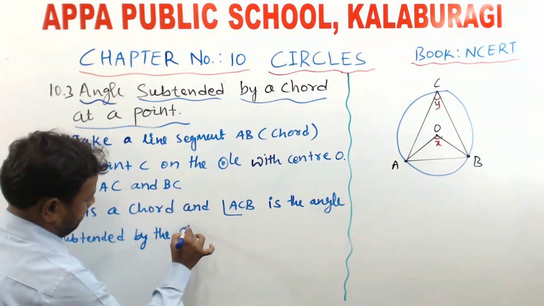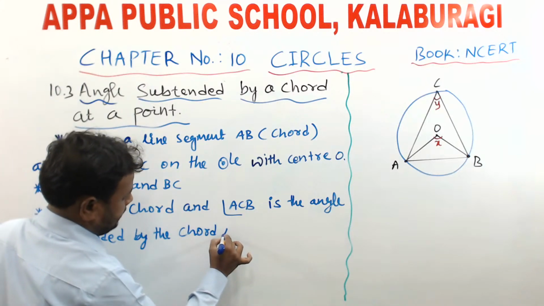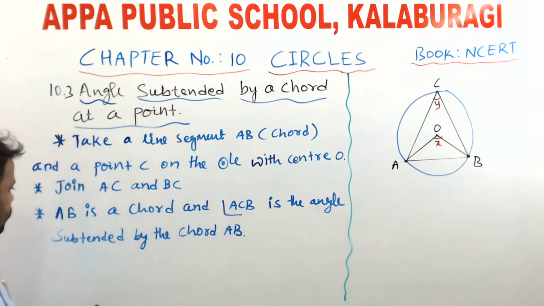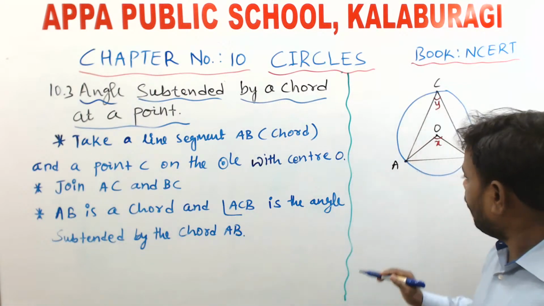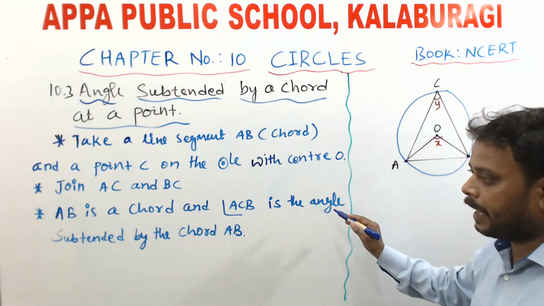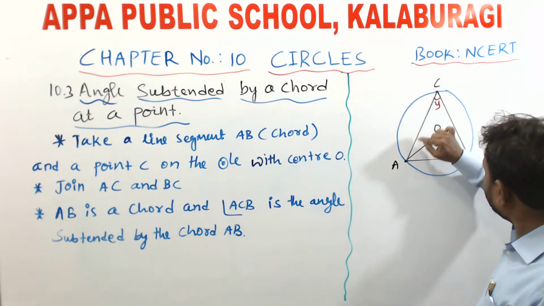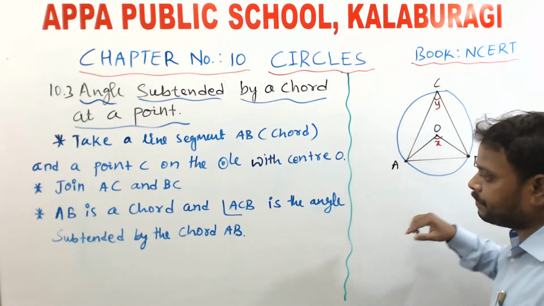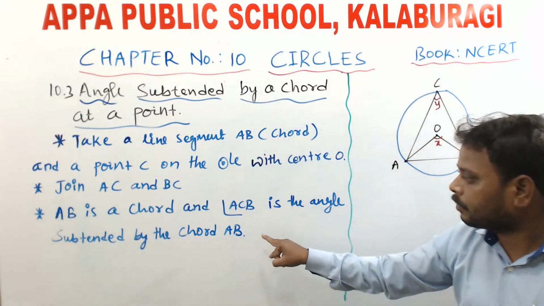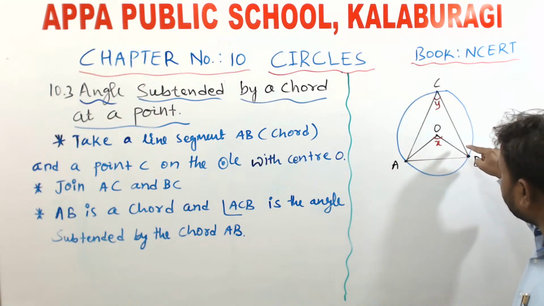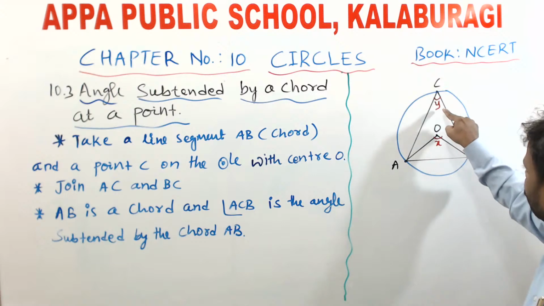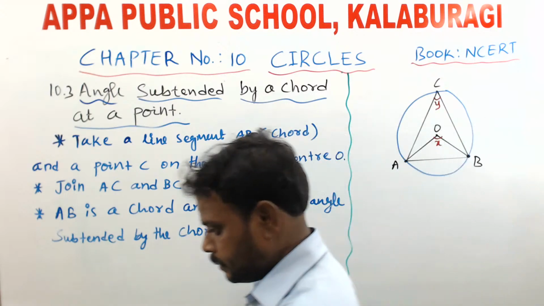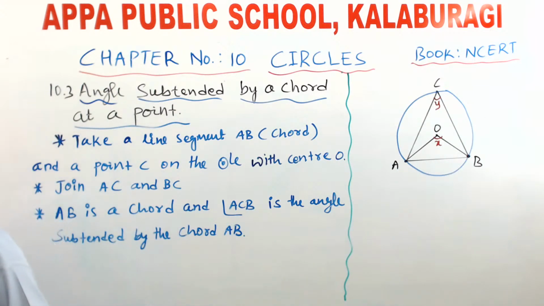By the chord AB. See, AB is a chord. This AB is a chord, and angle ACB is the angle subtended. So we are framing that angle ACB is subtended by the chord AB. So by the chord AB, we are subtending this angle ACB, or you can also call it simply angle Y. Okay. And next, the last point.